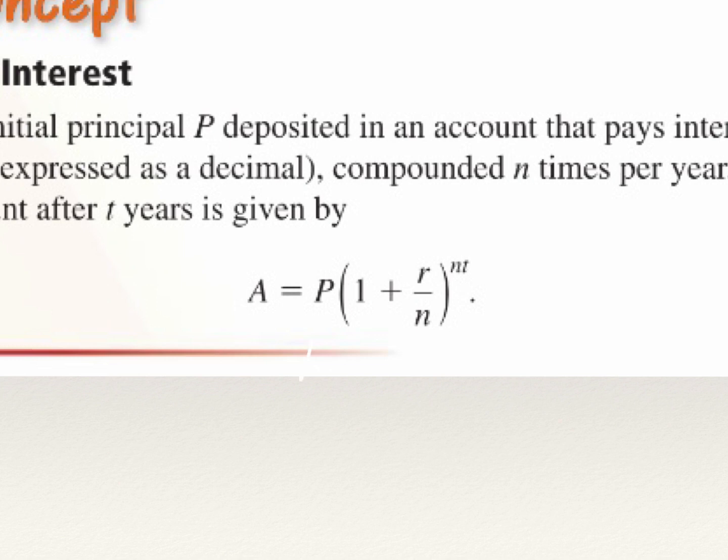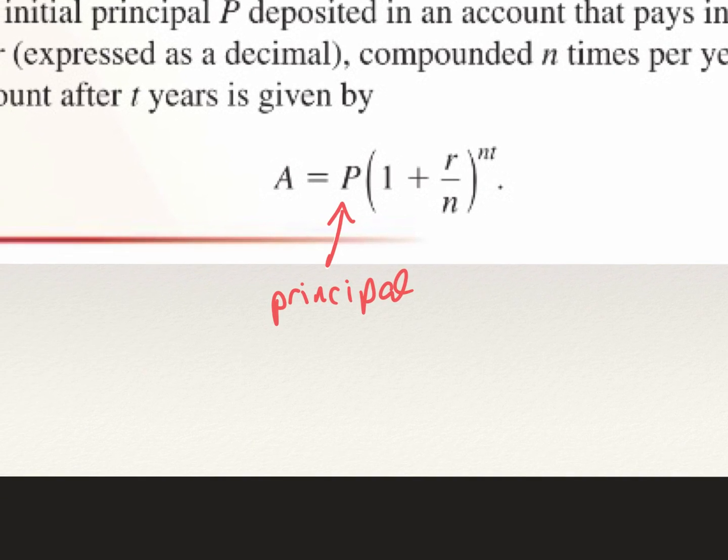Principal, this big capital letter P is the principal. Does anybody know what principal means? The principal is the amount that you begin with. It's the amount you start with. So when they say the principal, or you invested a certain amount of money, that's the amount of money you started with. Then you have this R. R is your interest rate.